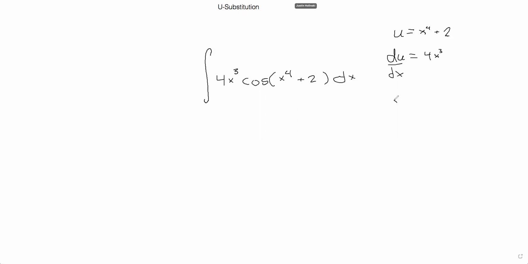And then I'm going to do what I did before. I'm going to modify the differential so it also takes up this dx. We have to make sure it takes up both of these things. It can't just take up the 4x cubed. It has to take up the dx too. Otherwise, we can't continue the substitution. So du is going to be 4x to the third times dx.